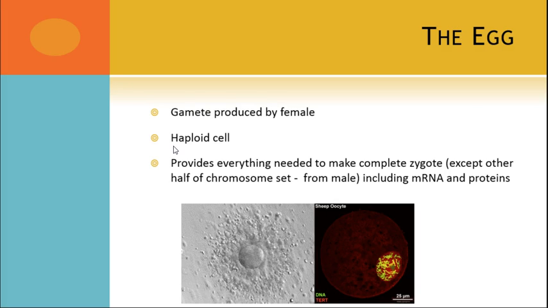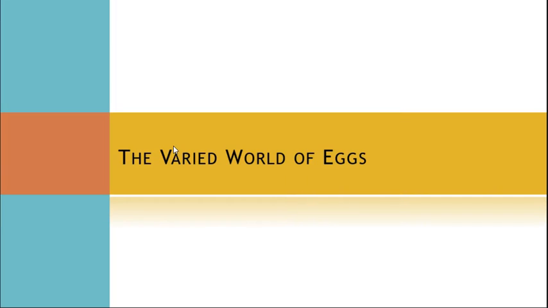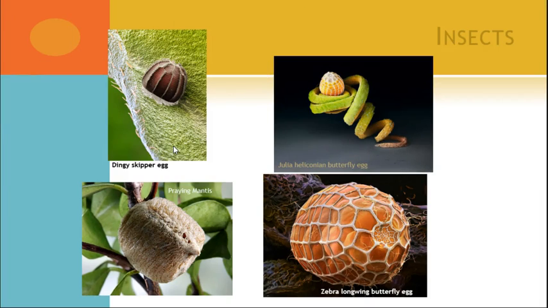Now the egg is cool because it provides everything that you need to make the zygote, the fertilized cell, except the other half of the DNA, which comes from the sperm. So the sperm provides only half of the DNA. Everything else comes from the egg, and that's why eggs are huge, right? And I just want to take a moment to talk about the varied world of eggs. So eggs can come in all sorts of shapes and sizes, and some of them are really cool, okay?